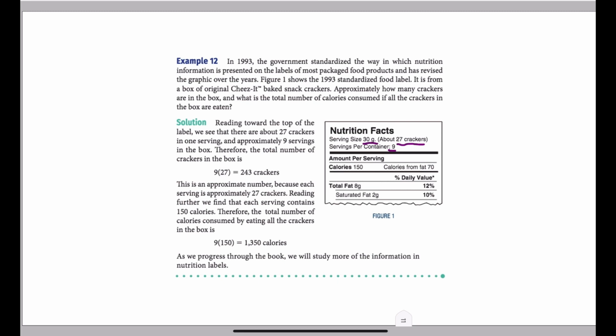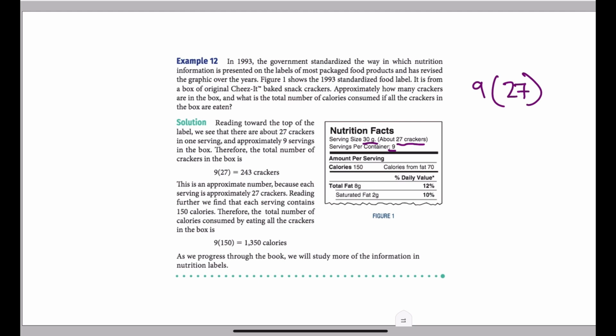What's really neat about this is we can figure out a couple of things. One is we could figure out how many crackers there are total. There's 27 crackers per serving, and there's 9 servings, and these are approximations. It does say about 27 crackers, so sometimes it's 26, sometimes it's 28, depending on whether they're light or heavy for the day. There's some variation in all food products, but about 27, so 9 times you could get 27 crackers out of your Cheez-Its box.